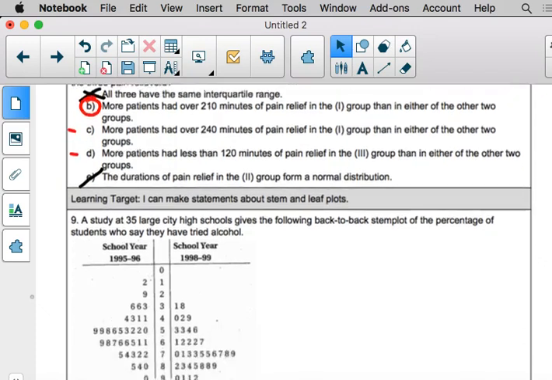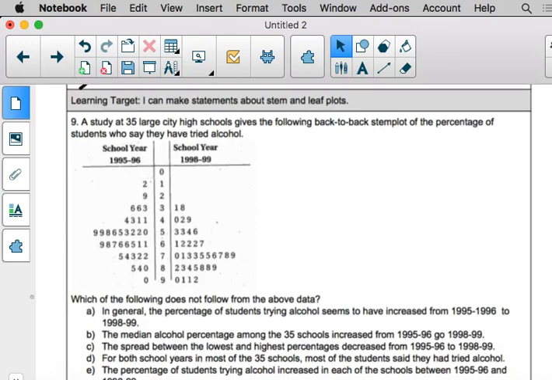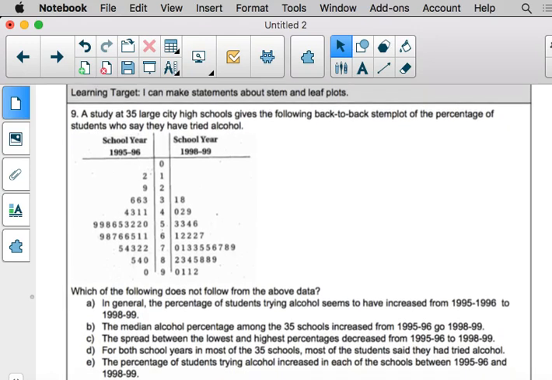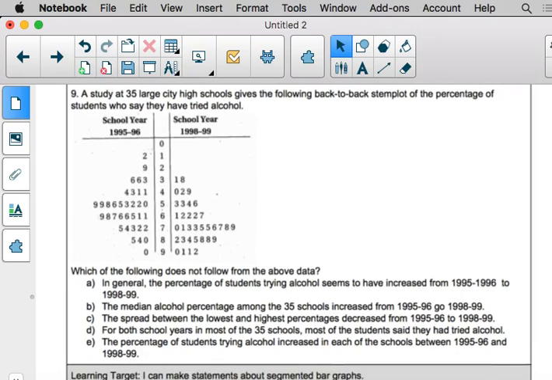All right, moving on to our next one. So stem and leaf plots. A study at 35 large city schools gives the following back-to-back stem plot of the percentage of students who say they have tried alcohol. Which of the following does not follow from the above data? So we have data from the 1995 school year and the 1998 school year.